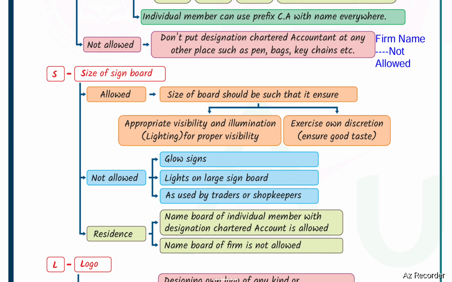Residence. A name board of an individual member with the designation chartered accountant is allowed. A name board of a firm at the house is not allowed. So at residence, firm name is not allowed.